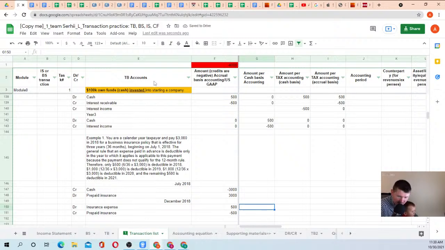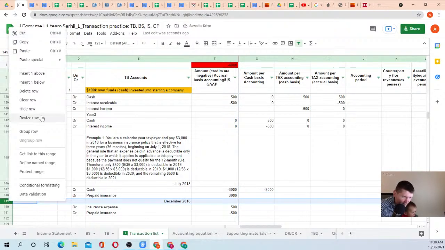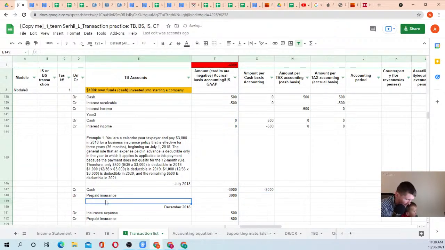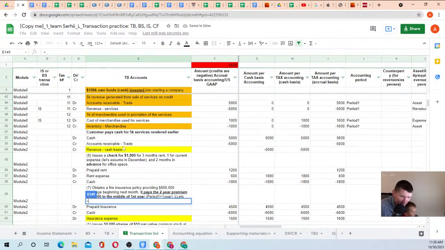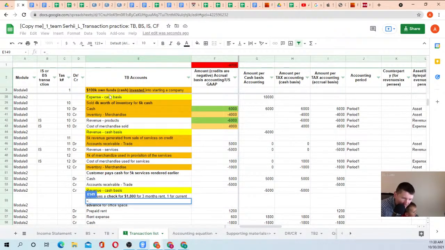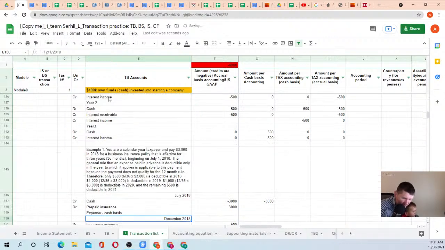Okay, now let's look at the cash accounting. We will expense that immediately. I have a special account here for that purpose. I called it expense cash basis.